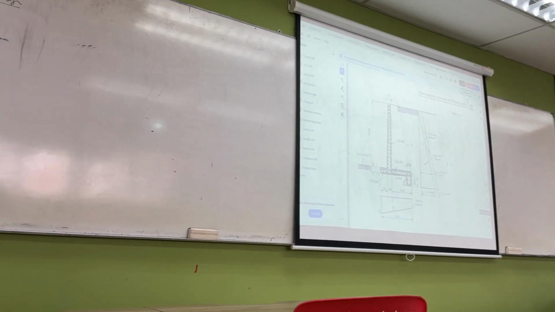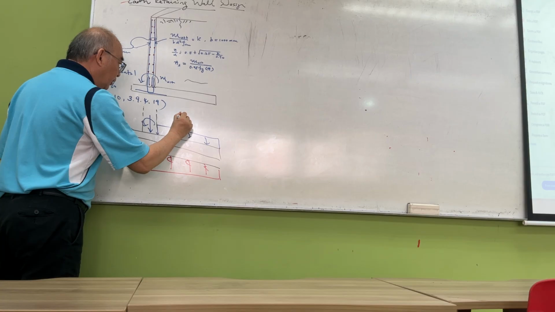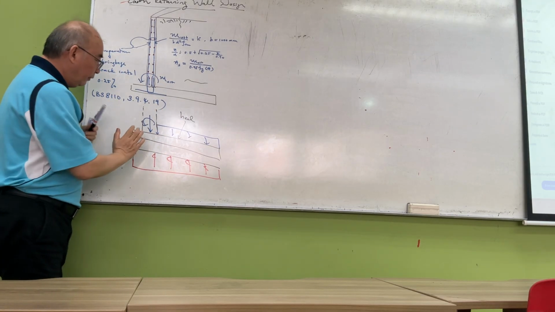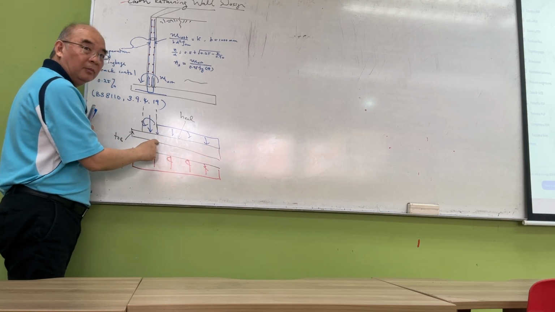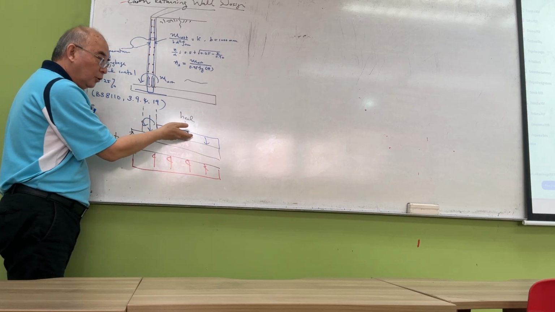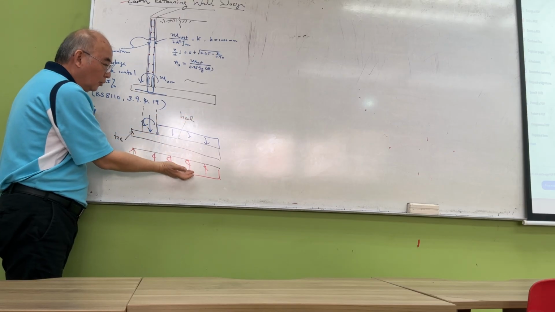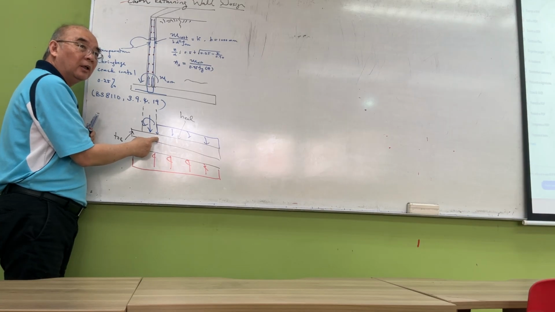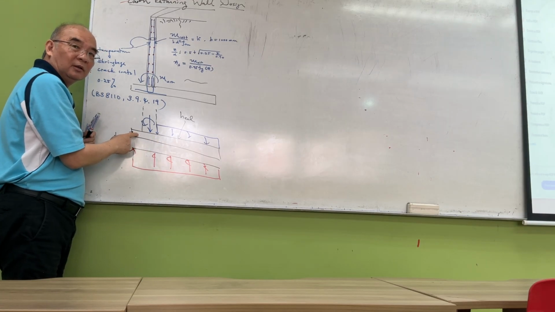So this is the toe, and this part here is the heel. Okay. So if you want to design this part, you just look at this part here as a cantilever beam subjected to a downward loading of this uniform soil weight and also this upward pressure. You get the moment here. And then this one here, you also get the moment here.